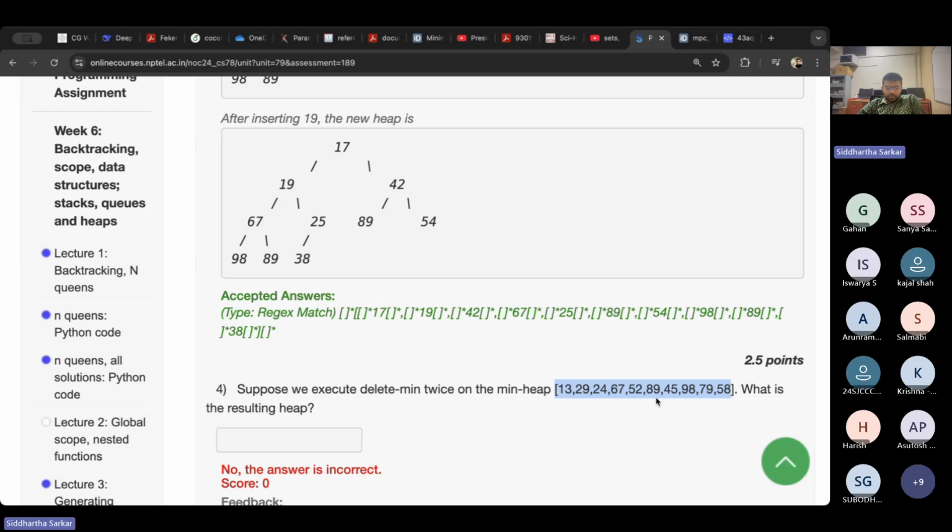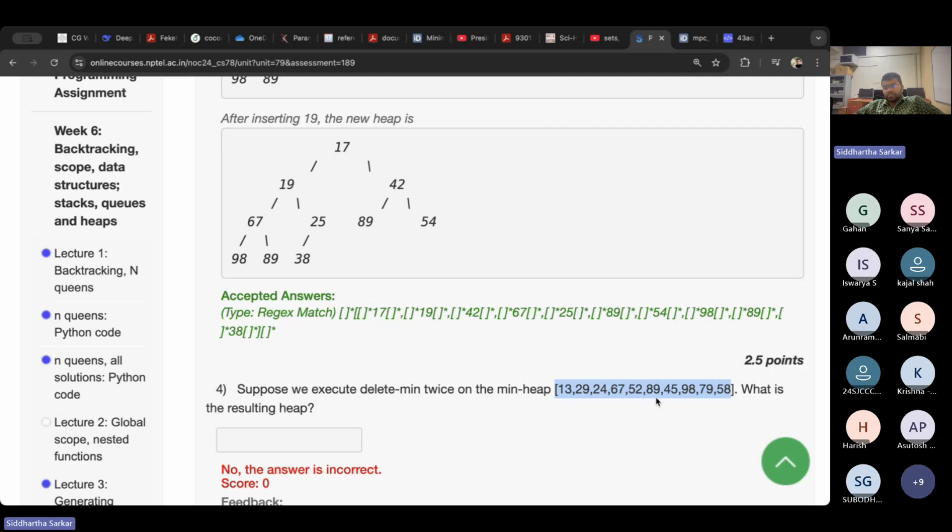Okay. So now people realize that after you delete 13, then 58 has to come at the place of 13 at the root, but that will violate the min heap property, and then you have to do the swap steps. You have to keep doing the swap steps as long as the min heap property remains violated. Once you restore the min heap property, you do one more deletion of the root, and then do the same thing, and then you will be able to get the answer.